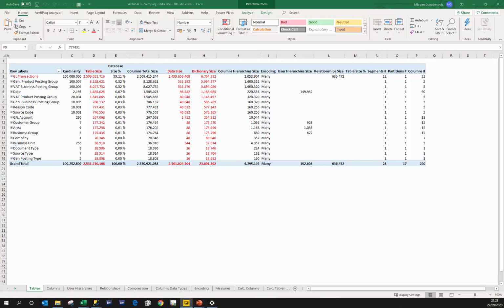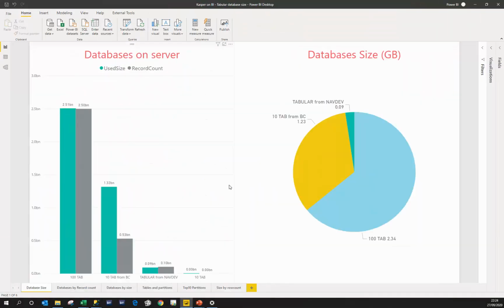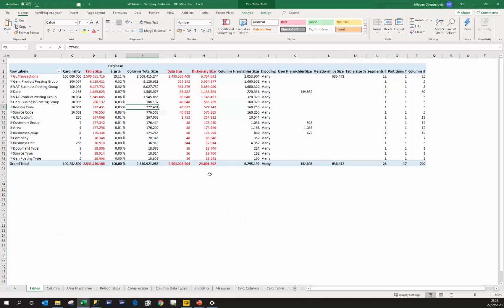And another such tool is the one in Power BI. Now, if we look into the information that we have, there are several Excel sheets, but the most important one is this one about the table size. It shows the total sizes of all tables is 2.5 billion bytes, and it is split into the data size and the dictionary size.